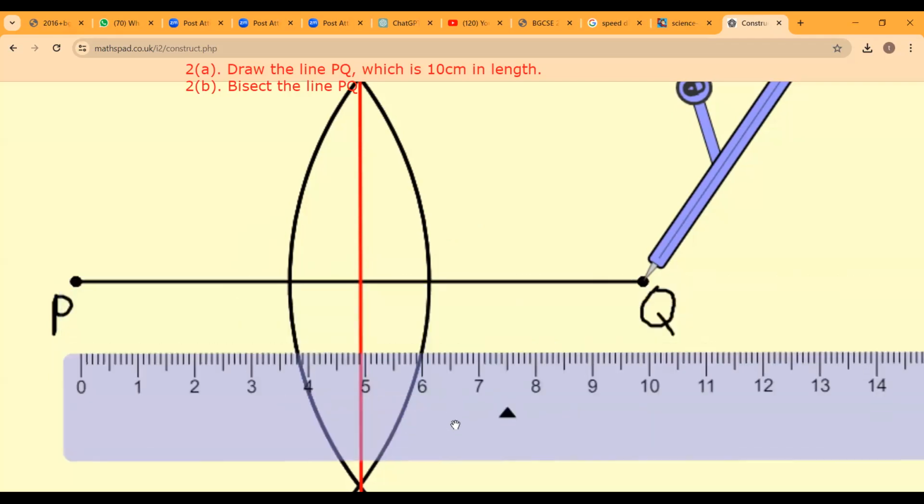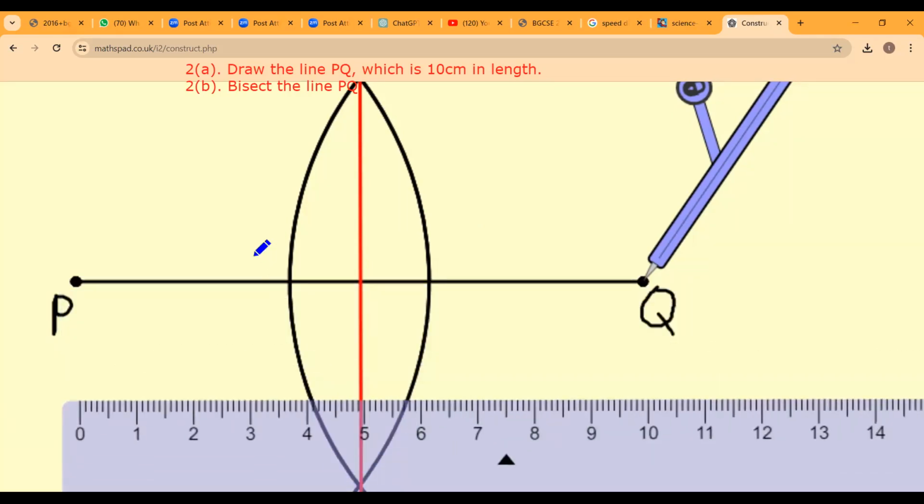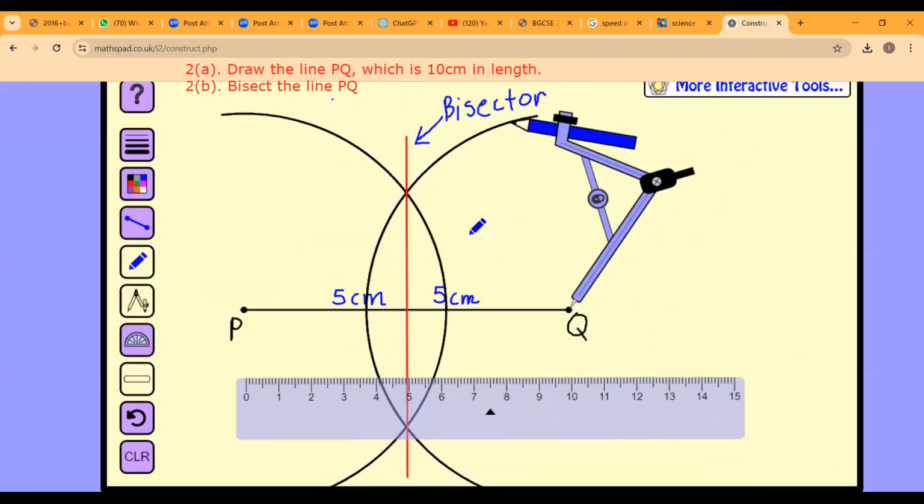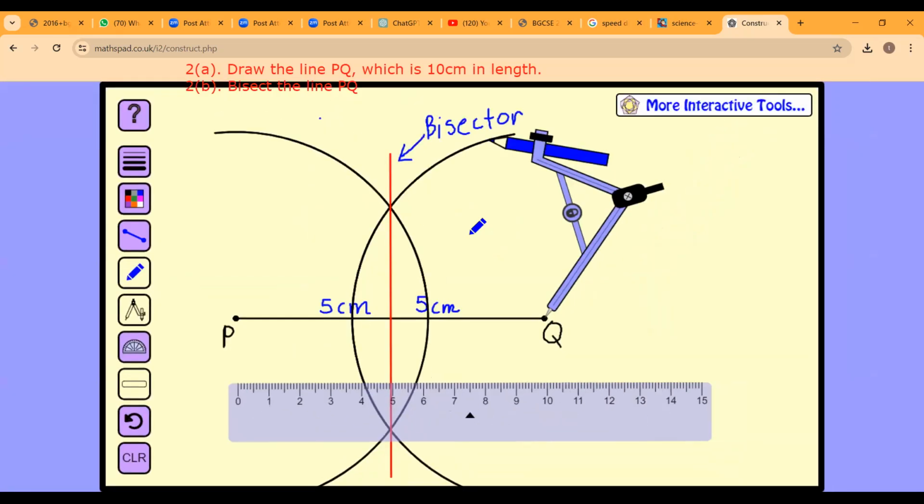So let's label that, right? So this side is gonna be what? 5 centimeters. And from the next side, it's gonna be what? 5 centimeters. So 5 centimeters on this side, 5 centimeters on the other side. And that's how we do it. Okay.